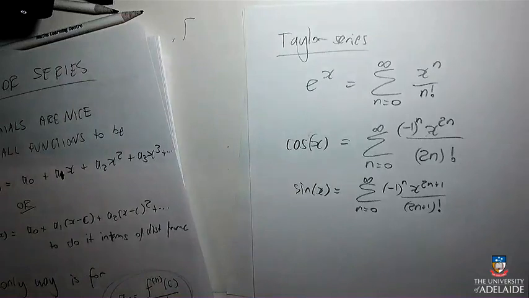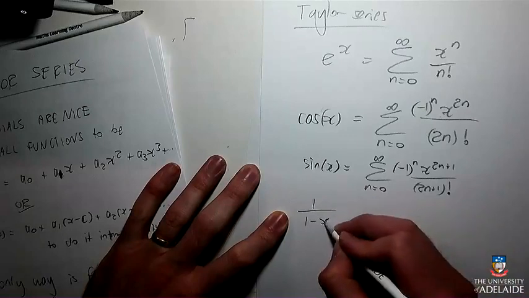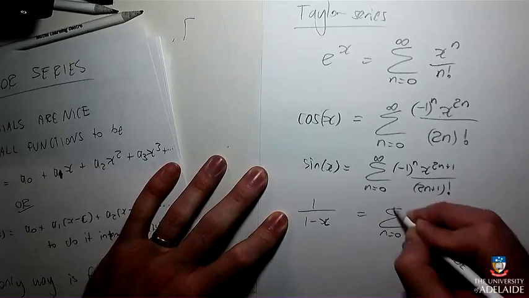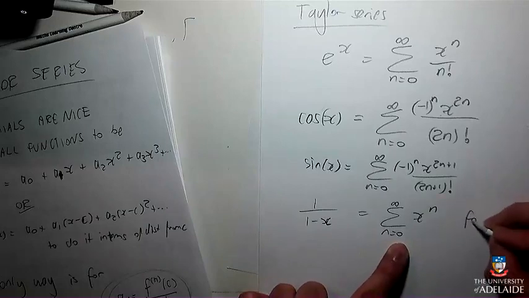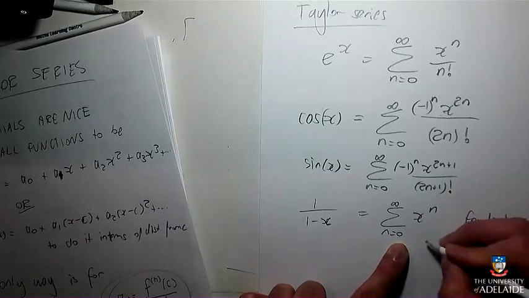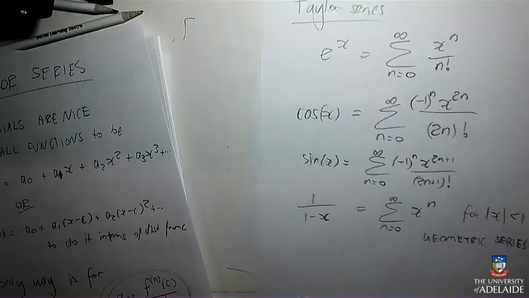And there is one more Taylor series. Oh crap, there's 2 more Taylor series, sorry, that you're supposed to know. One is this one. 1 over 1 minus x is the sum from n equals 0 to infinity of x to the n. And you know that one because it's a geometric series.